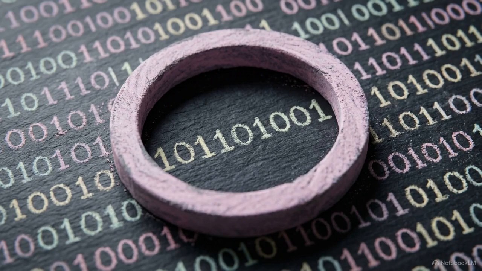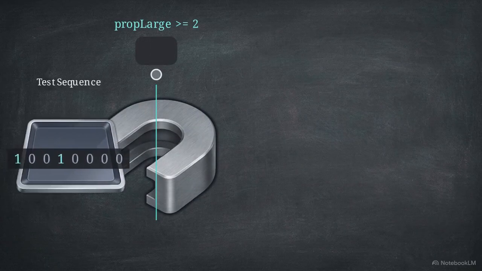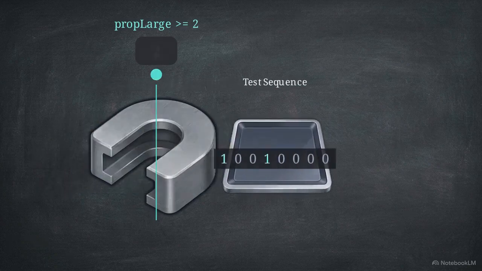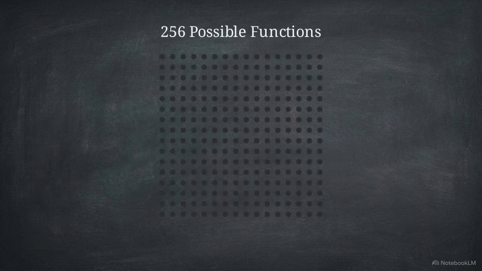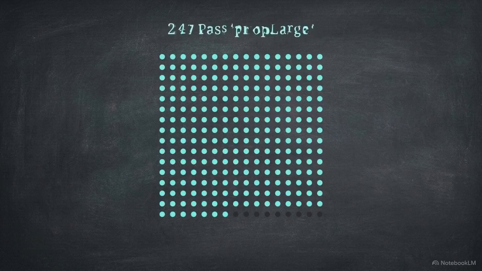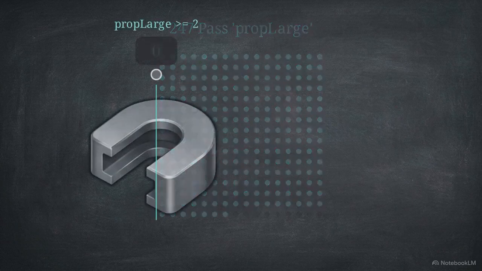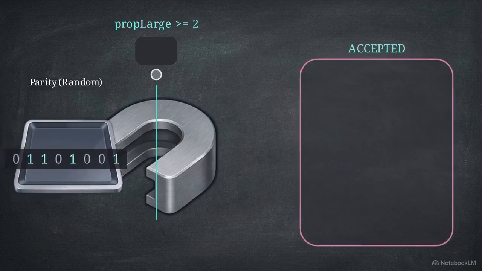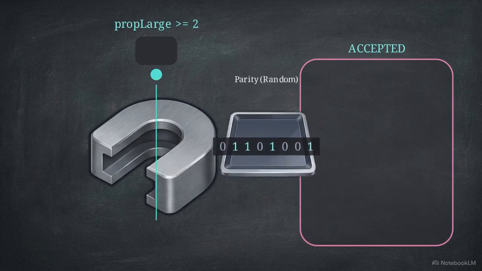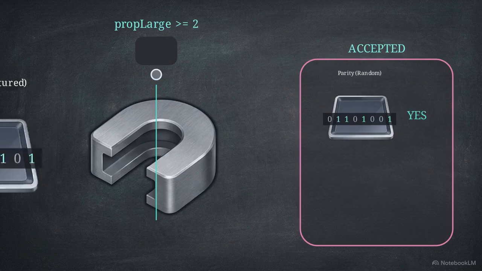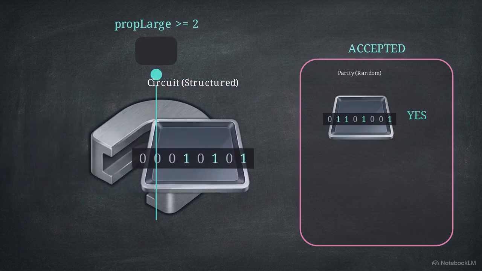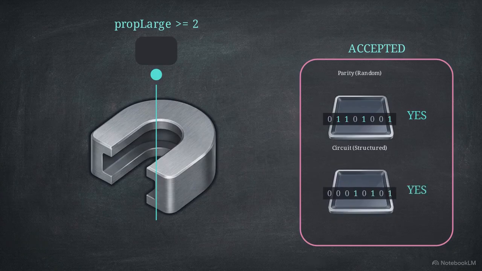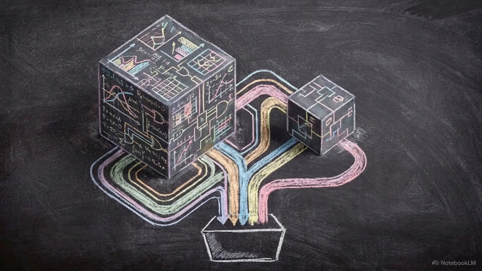inspecting the truth table. Our test property, prop_large, requires a truth table to have at least 2 true entries to pass. This property is indeed large, passing more than a quarter of the 256 possible functions in our universe. The property correctly identifies a random-like parity function, giving it a yes. The same gate then evaluates a highly structured small circuit function. Because it also contains at least 2 true entries, the property labels it as a yes as well. The property fails as a separator. It cannot mathematically distinguish between the complex randomness it seeks and a simple, compact circuit.